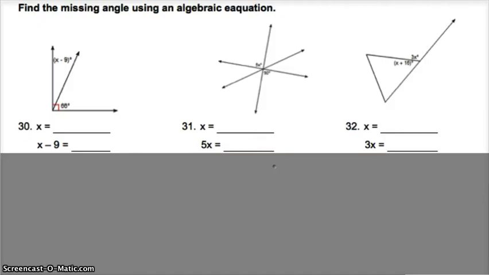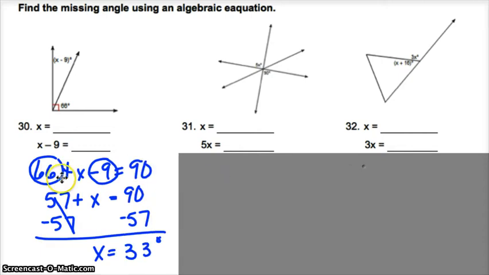All right, now we're hunting up some missing angles. So looking at number 30, you'll notice that this makes a 90-degree angle. So these two angles together will add up to 90. So 66 plus x minus 9 ought to equal 90. We're going to combine the 66 and the subtracting 9. So 66 minus 9 is 57. When you subtract 57 on both sides, you know that x is 33. So if x is 33, then the angle x minus 9 would be 24 degrees.